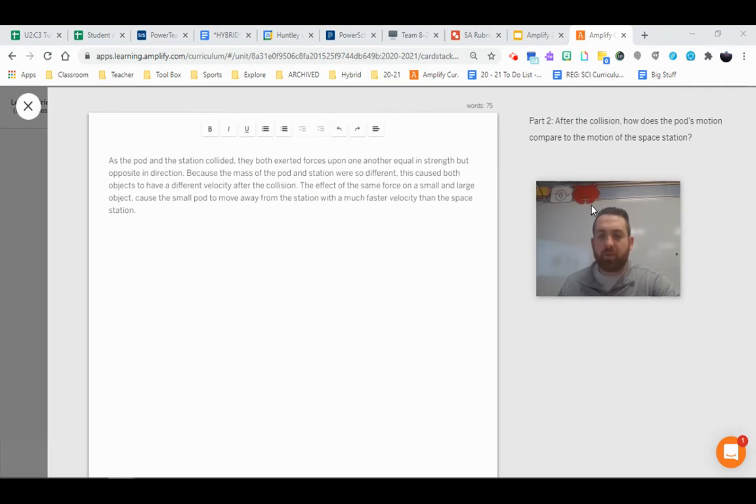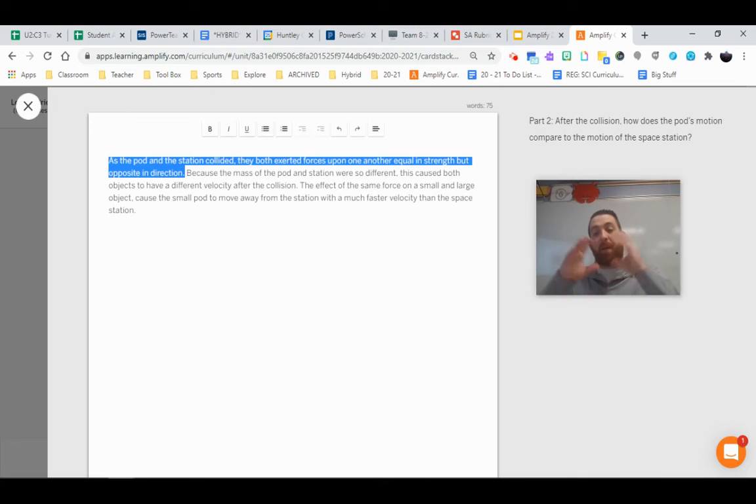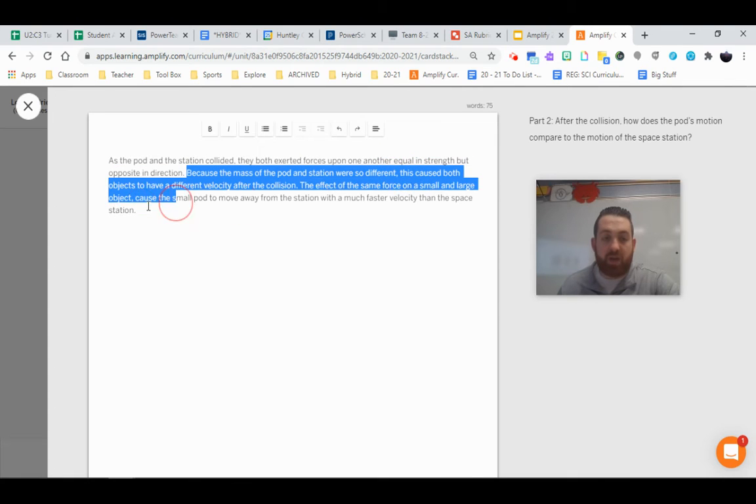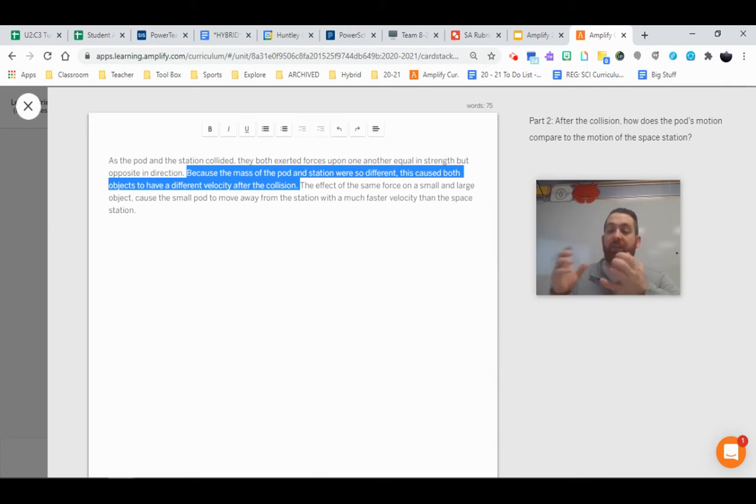So let's look at the next part, which is probably the more important part for our rubric. As the pod and the space station collided, they both exerted forces upon one another, equal in strength but opposite in direction. Notice I'm pointing out that big key concept we looked at earlier. Because the mass of the pod and station were so different, this caused both objects to have different velocities after they collided. Different masses, different velocities, same force. Notice I'm pointing out that force, mass, and velocity relationship again.